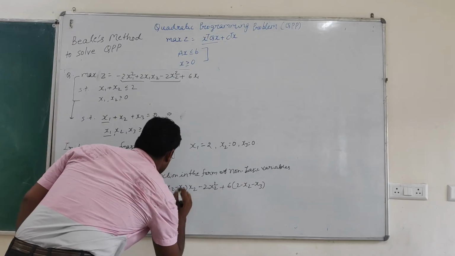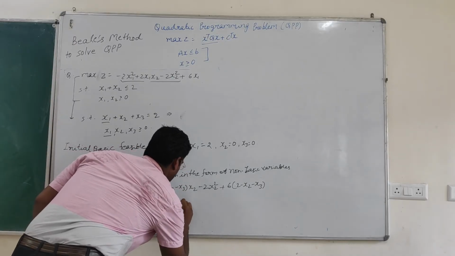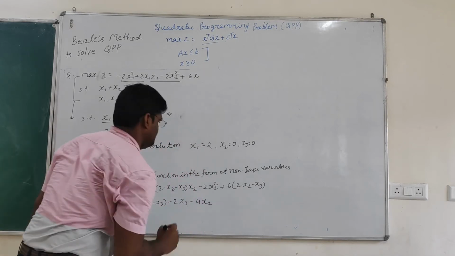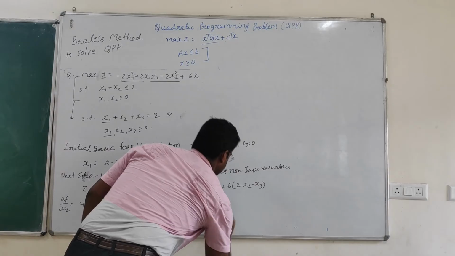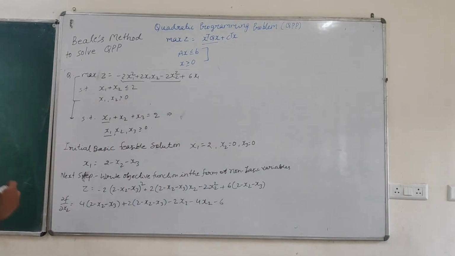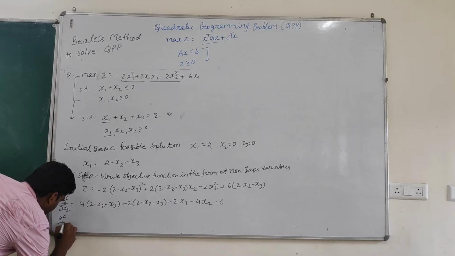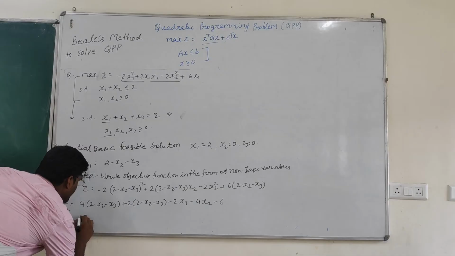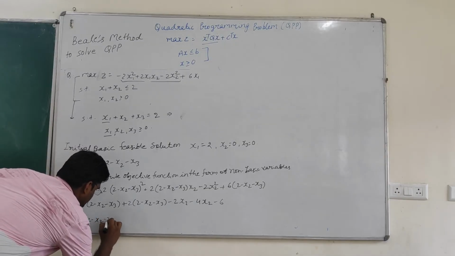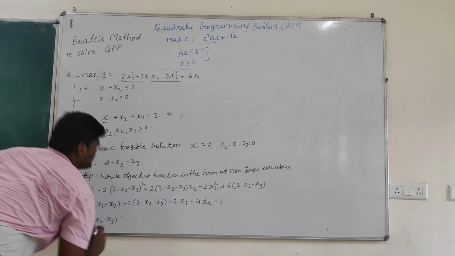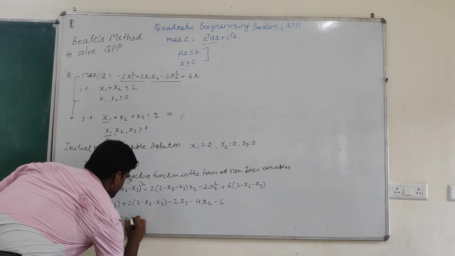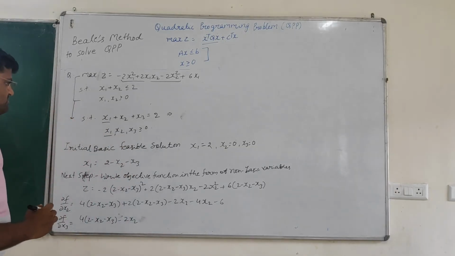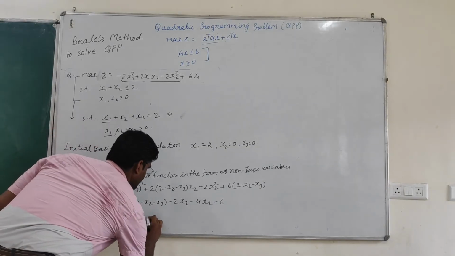minus 2 x2 minus 4 x2 minus 6. Okay. Similarly, del f by del x3 can be written the same way: 4 times (2 minus x2 minus x3) plus x3 minus 2 x2 minus 2 x2 and then we'll write here minus 6.